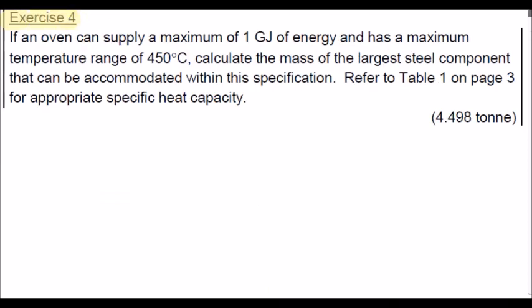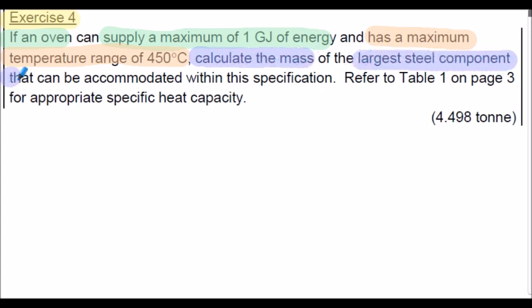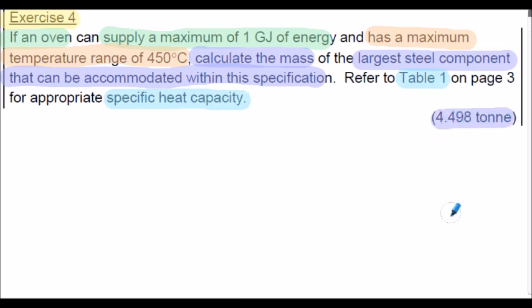Exercise 4. If an industrial oven can supply a maximum of 1 gigajoule of energy and has a maximum temperature range of 450 degrees C, we've got to calculate the mass of the largest steel component that can be accommodated within this specification. Again, we refer to Table 1 for the specific heat capacity of steel. The answer is shown in the bracket here. Again, I would encourage you to stop the presentation and attempt exercise 4, but the full solution is shown on the following slide.